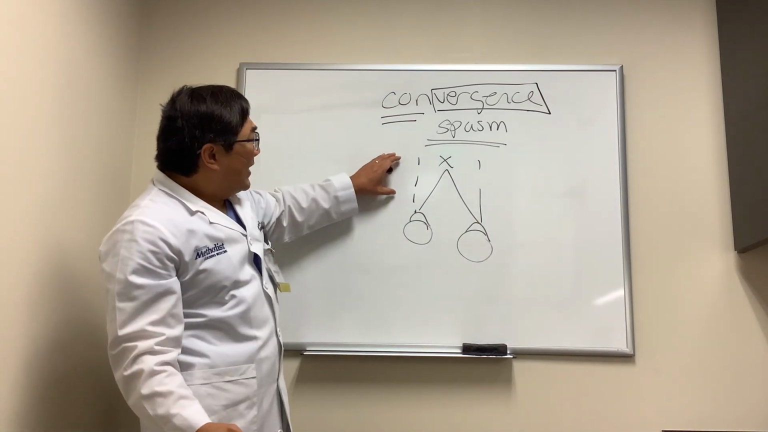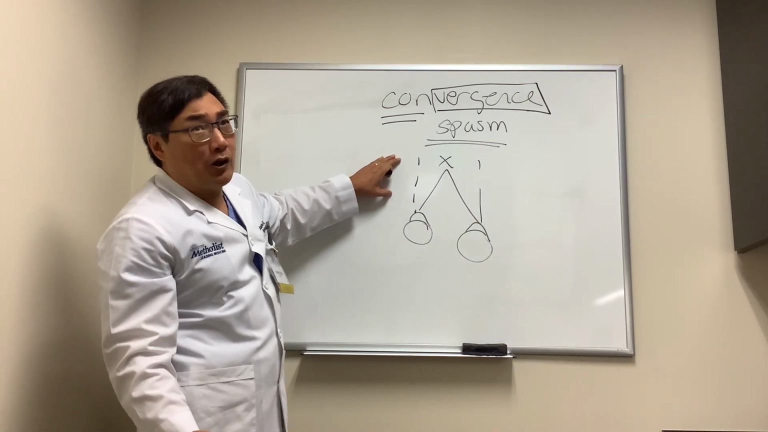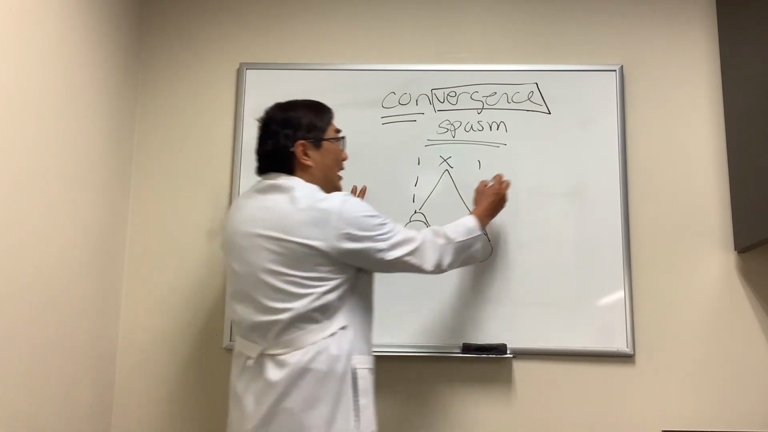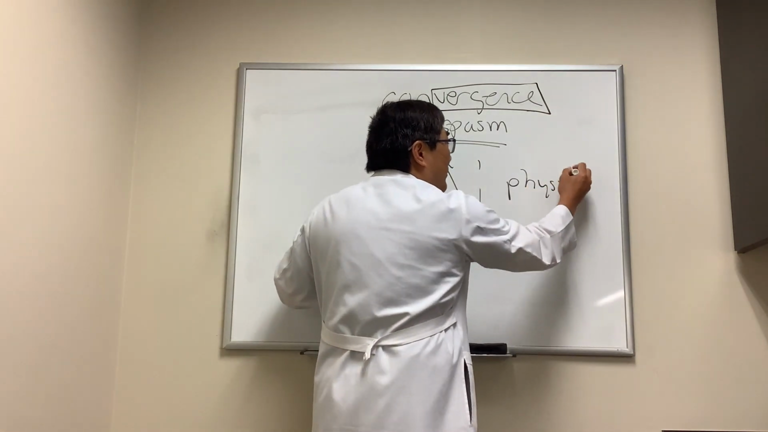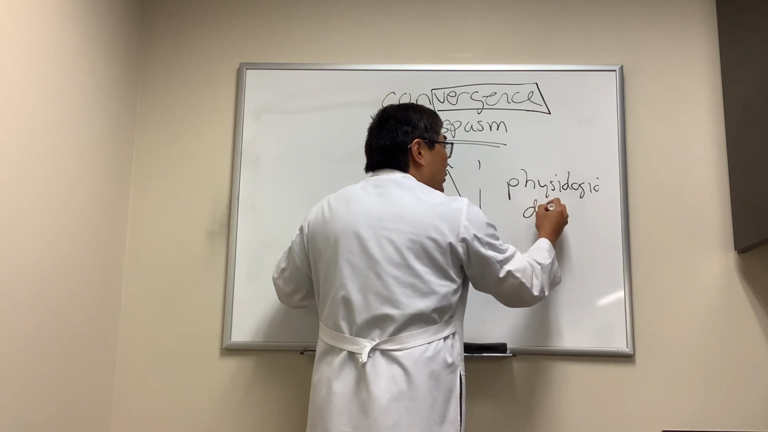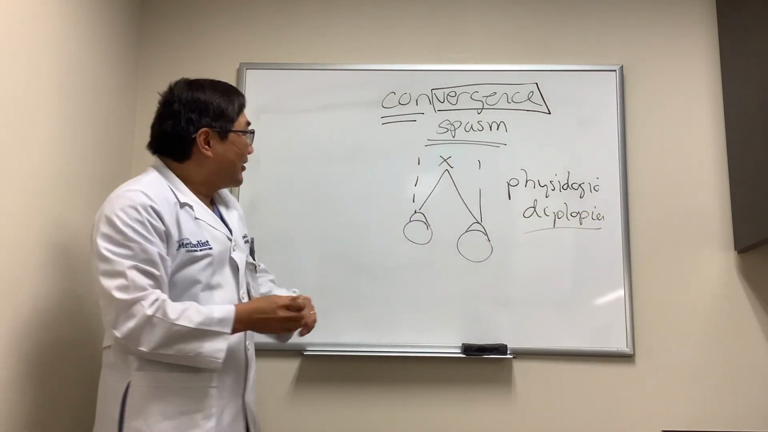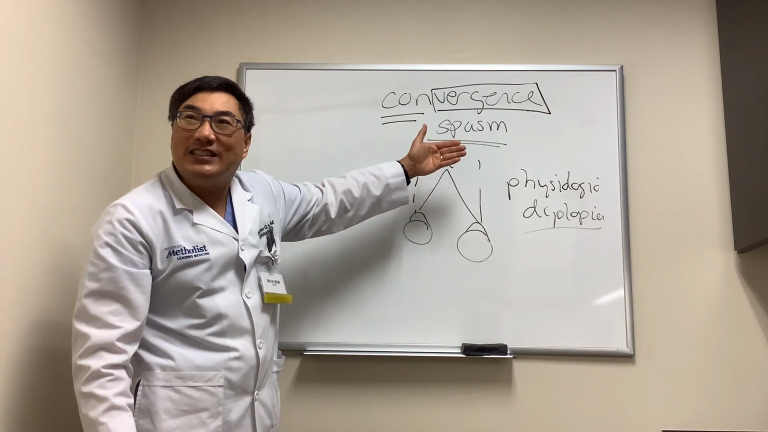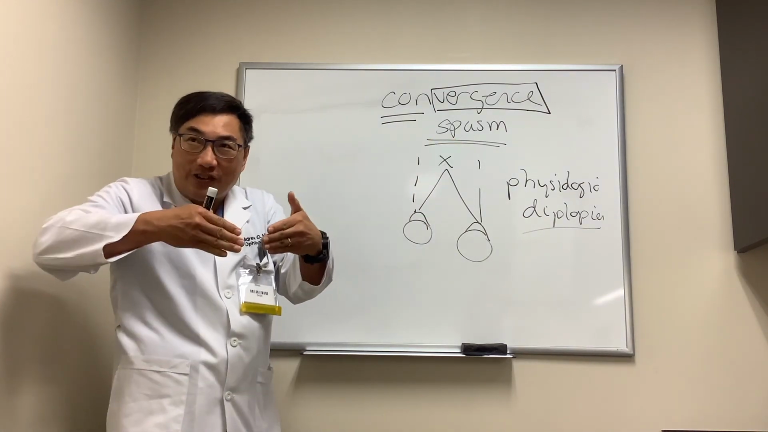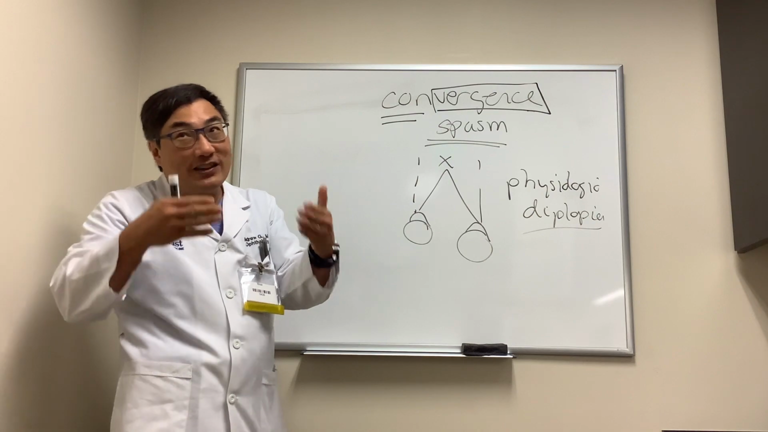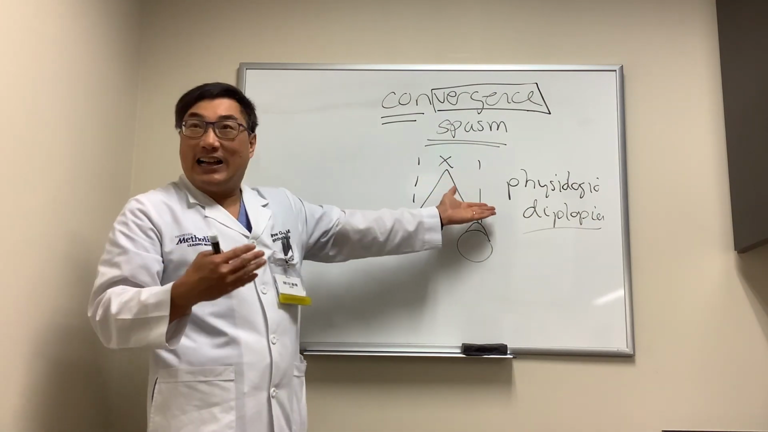Now, amazingly, every time you converge, you have diplopia at distance. This is a physiologic diplopia. It happens in everybody at every time. And so the reason you don't notice the physiologic diplopia is that you're just ignoring the distance image. So every time you converge, you get diplopia. You just don't notice it. That is a physiologic diplopia.